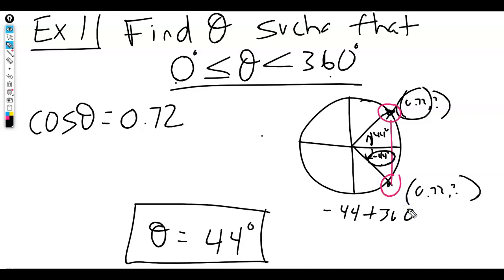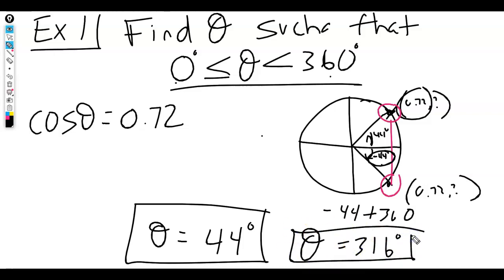So I'm going to use my calculator here. 360 plus a negative 44 gives me 316 degrees. So this angle down here is 316 degrees. So there are two angles that give us a cosine of 0.72. They are 44 and 316.